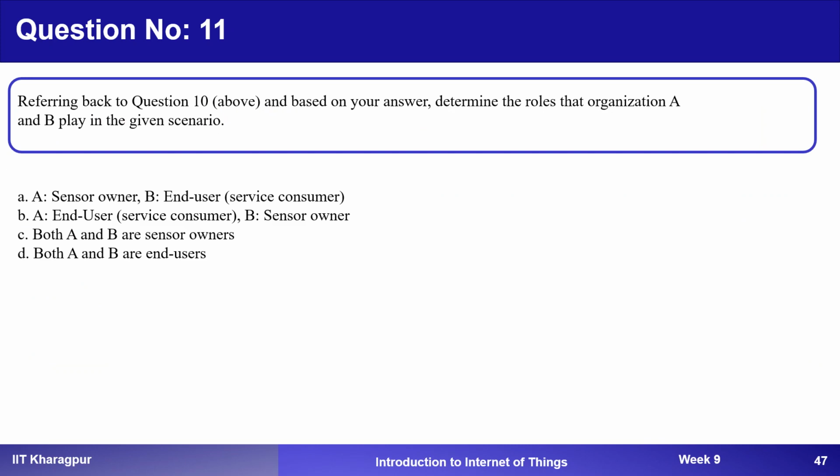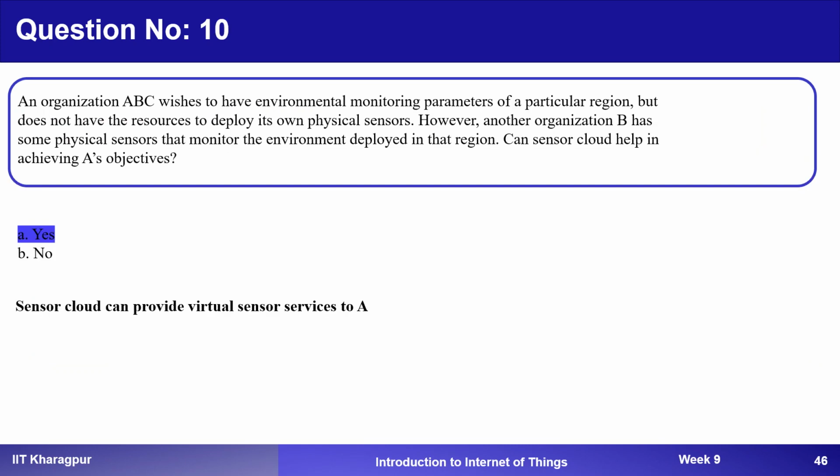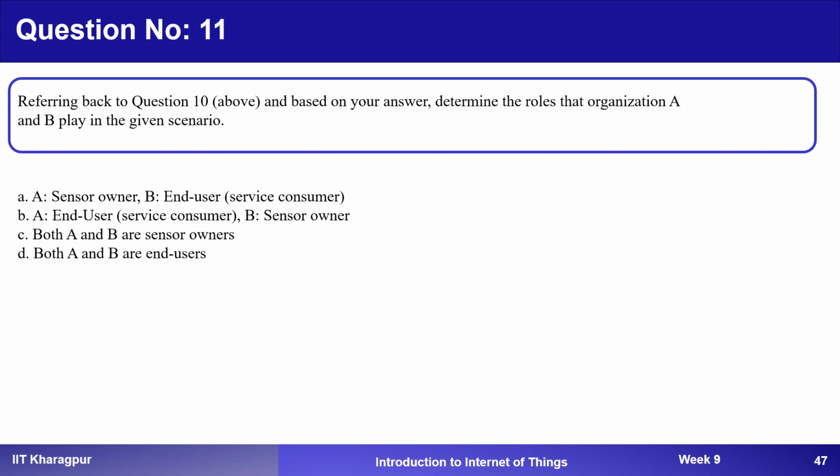Next question is, referring back to question number 10, that is this statement, and based on your answer, determine the roles that organization A and B play in the scenario. Option A is A is sensor owner and B is end user. B is A is end user and B is sensor owner. C is both A and B are sensor owners, and D is both A and B are end users.